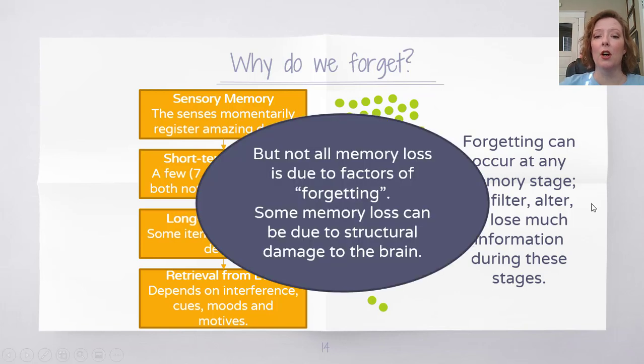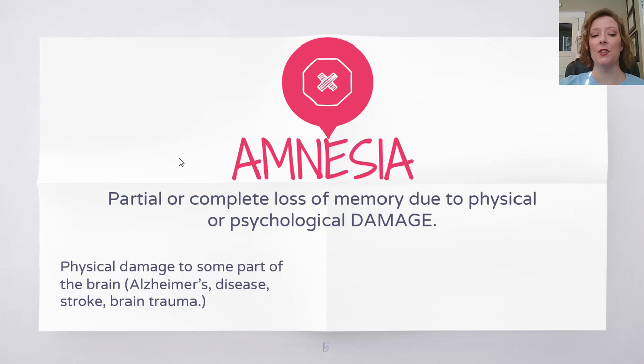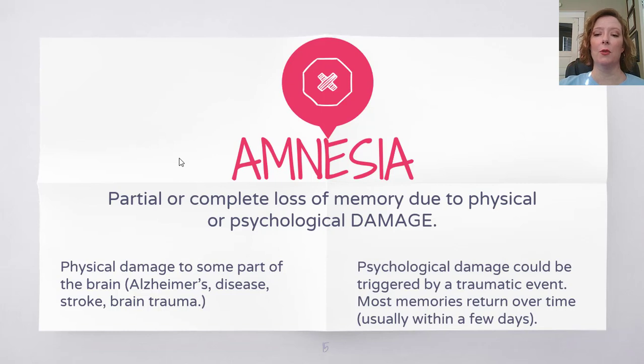But not all memory loss is due to factors of forgetting. Some memory loss can be due to structural damage to the brain. And that structural damage to the brain is called amnesia. This is partial or complete loss of memory due to physical or psychological damage. Physical damage to some parts of the brain, whether it's Alzheimer's disease, stroke, or brain trauma. And then psychological damage could be triggered by a traumatic event. Most memories do return over time, usually within a few days.